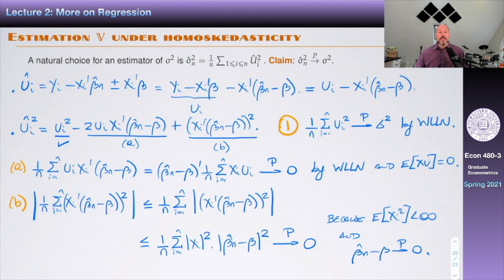And we're done. In this homoscedastic case, using this estimator of sigma squared, which we denote sigma hat squared, just the average of the squared residuals, is consistent for the variance of the true error term u. Any questions about this? All right.